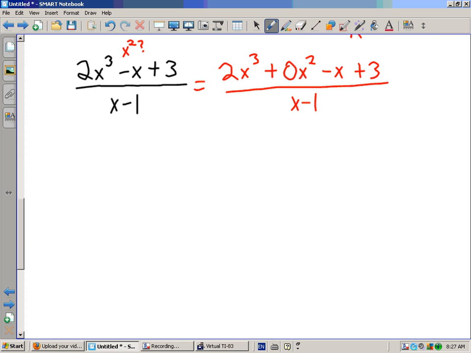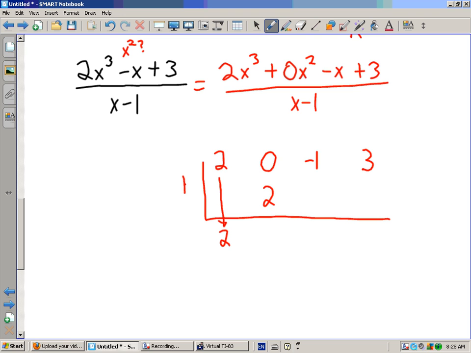Now we are all set up for synthetic division. Draw our sign, divide by x minus 1, so we're going to have a positive 1 out here. We put our coefficients for our numerator, 2, 0, negative 1, and 3. And we proceed. 2 carries down. 1 times 2 is 2. Add 0 and 2, we get 2. 1 times 2 is 2. Add negative 1 and 2, we get 1. 1 times 1 is 1. Add 3 and 1, we get 4.